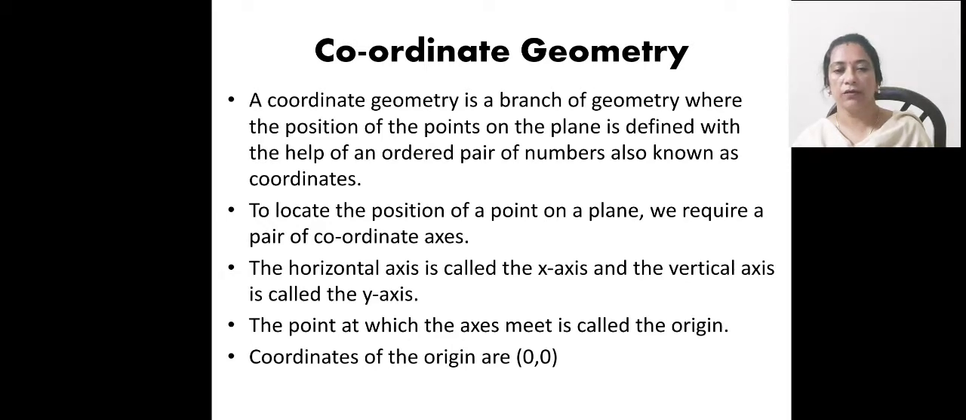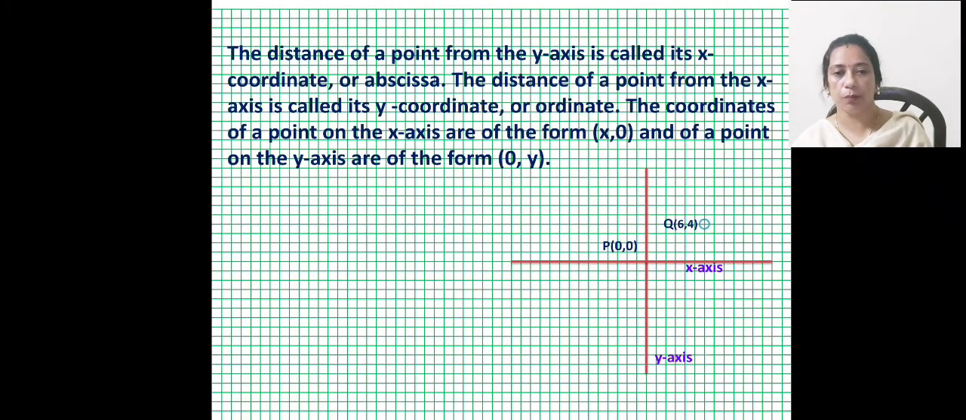Now, whenever we are locating a particular point on the Cartesian plane, it has to be with reference to the x-axis and y-axis, isn't it? Now, the distance of that point from the y-axis is called the x-coordinate or abscissa, and the distance of that point from the x-axis is called its y-coordinate or ordinate. Now, just look at the figure.